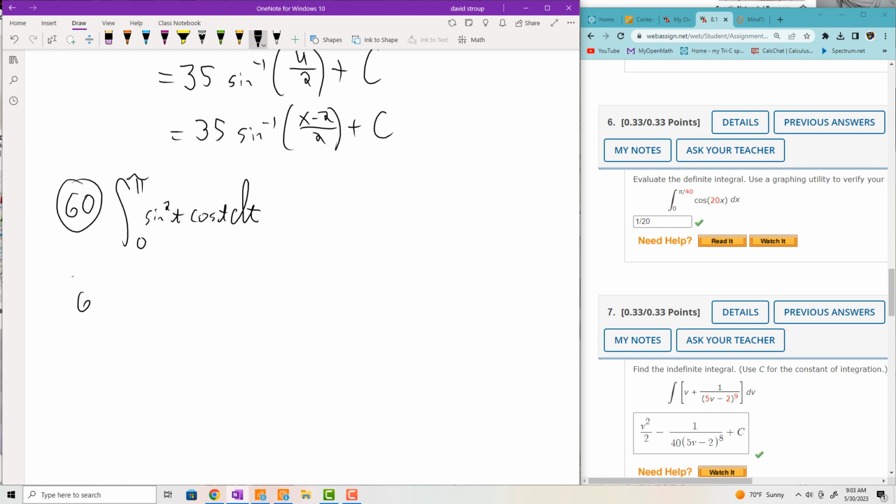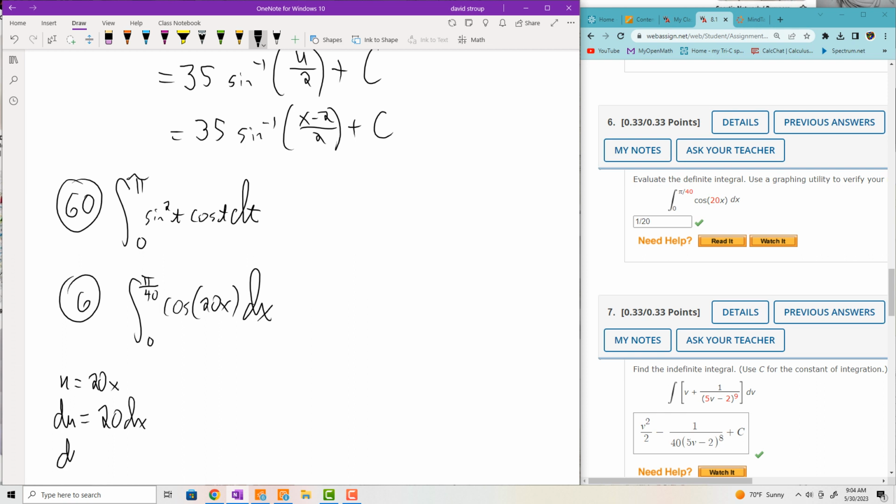Let's try number 6. Okay, so I need a u sub, and usually for the u subs, just go to the parentheses and see whatever's in there. So the 20x is going to be it. Du is 20 dx, and then solve for dx. So I just get a constant 1/20 times du.